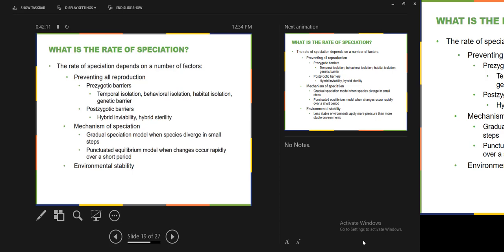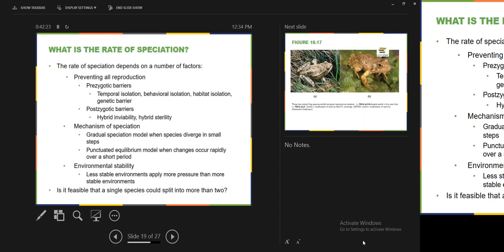Another big one, this one came up: environmental stability. The less stable the environment, the more pressure that's going to be applied on the species. So all of this, you get into this question, under what mechanism is one species going to immediately split into more than two? You're like, we have no idea.